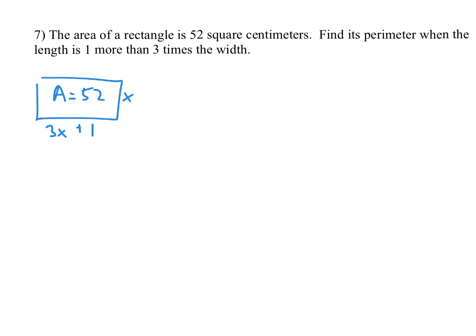When it's addition, that doesn't really matter, but if it said 1 less than 3 times the width, we would have to do 3x minus 1. 1 minus 3x wouldn't work. Okay, so now I'm going to do it just like I did the last one. So 52 equals x times 3x plus 1. It's factored but not equal to 0, so I want to get one side to 0 and go ahead and distribute that x in there. So 3x squared plus x minus 52.